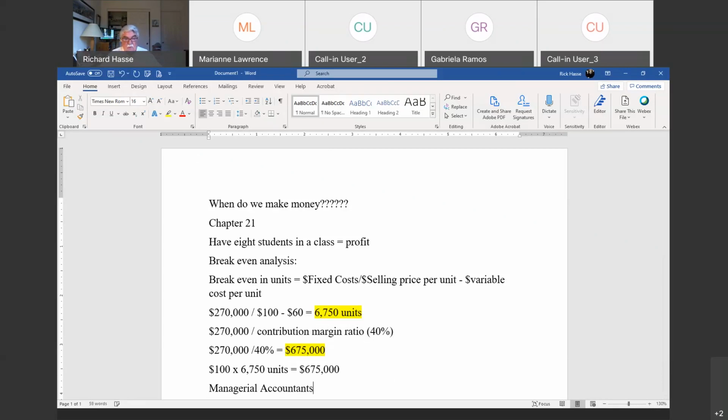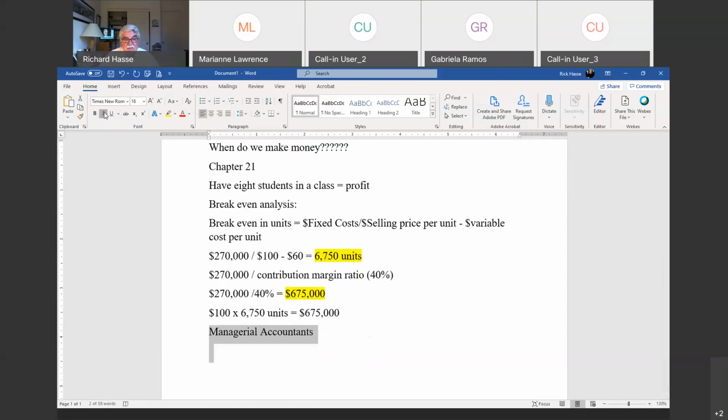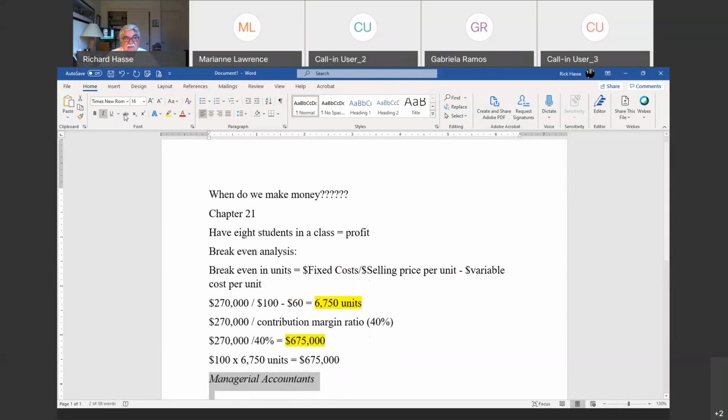Because they know what the fixed costs are. They know what the variable costs are. And of course, they got to know what the selling price is. So they can calculate this information and give you that data. And that is huge. That's our last step in this class of managerial accounting information.